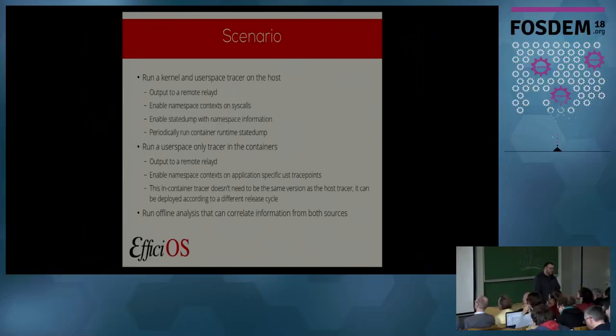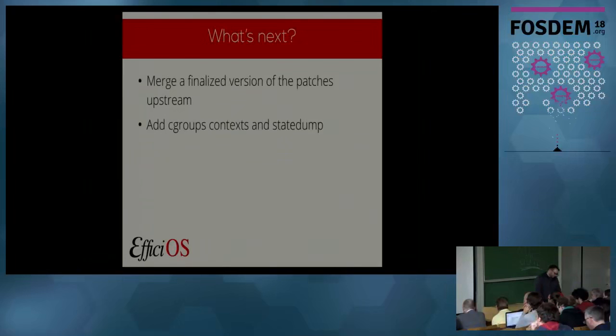The version could be completely different from the host system. So, for example, if your host is running an older version of Linux with a different kernel or whatever, you don't have to have the same version. So it's inside the container and outside of it. So for deployment, it's yet easier. And then you could stream all of those traces to a relay daemon, so over the network, and run some analysis offline to get the information you're looking for.